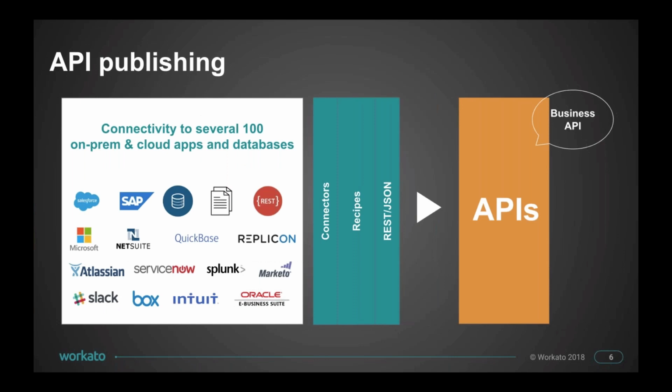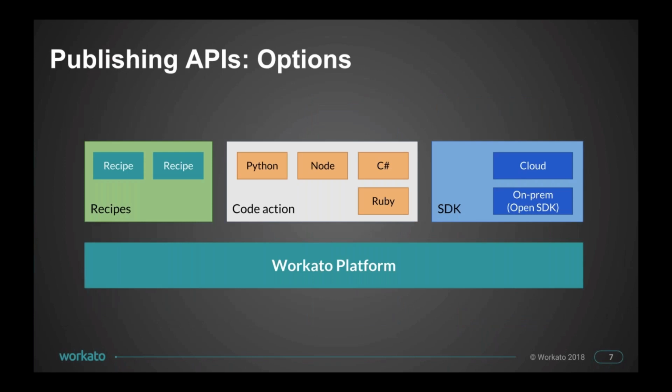With Workato recipes, of course, the recipes allow you to connect to several hundred different applications that we already have connectors to, which means that when you write a recipe and you expose that, essentially you can bring data from any of these different applications. You can have very custom specific logic, and then you expose it. You can have an API endpoint that is just using recipes, but you can also use code.